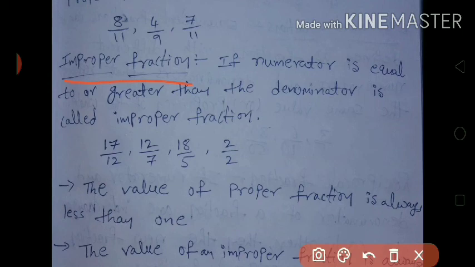See the examples. So 17 by 12 is a fraction. In that, 17 is a numerator and 12 is a denominator. So 17 is greater than 12. Here 12 by 7. This is also, 12 is greater than 7. Okay. If numerator is greater than the denominator, then that type of fractions are called improper fractions.